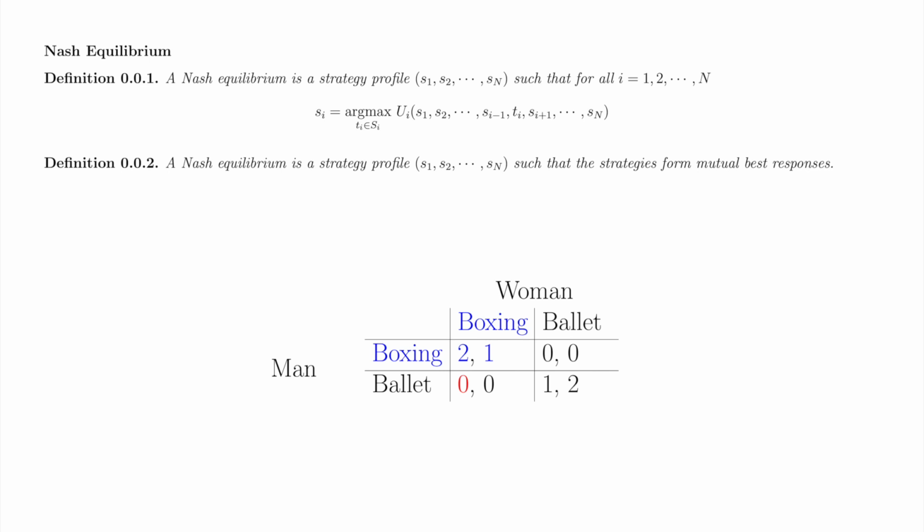Similarly, boxing is a best response for the man when the woman goes boxing. The man's only other option, ballet, results in 0 for him, which is worse than 2. You should check that ballet-ballet is a Nash equilibrium, while boxing-ballet and ballet-boxing are not.